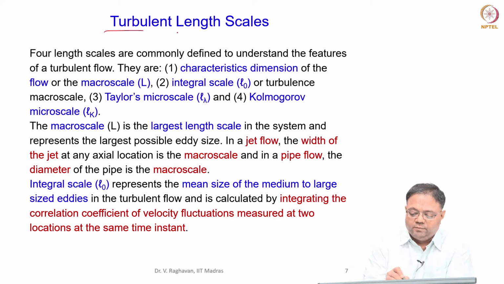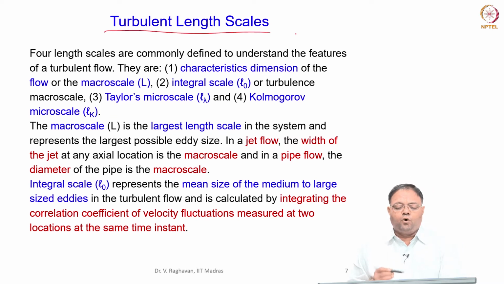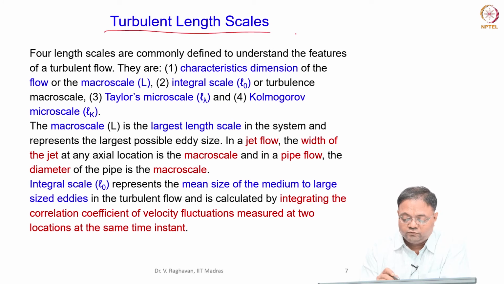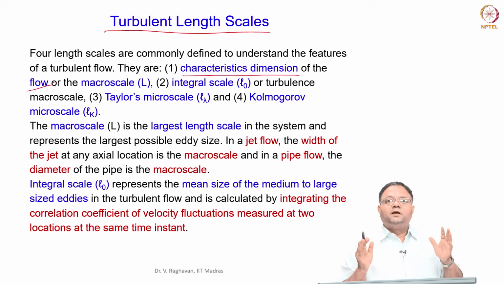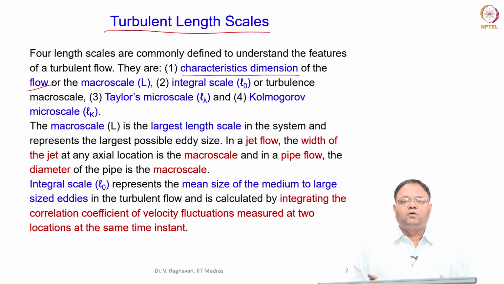So, next is the turbulent length scales. There are 4 length scales which are commonly defined and used. The first one is called the characteristic dimension of the flow itself. That is the biggest length scale we can have. Please understand, it is the dimension of the flow itself.